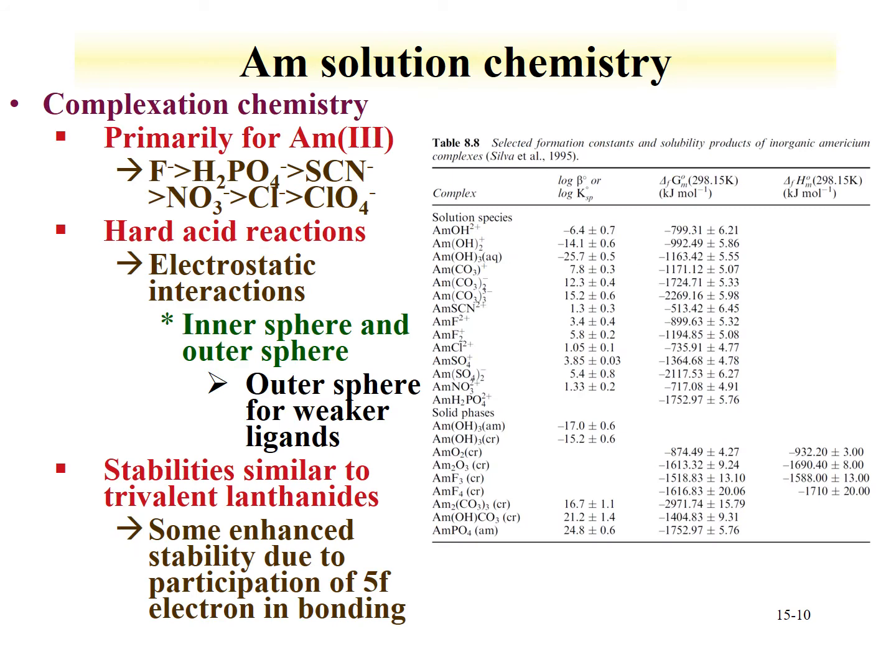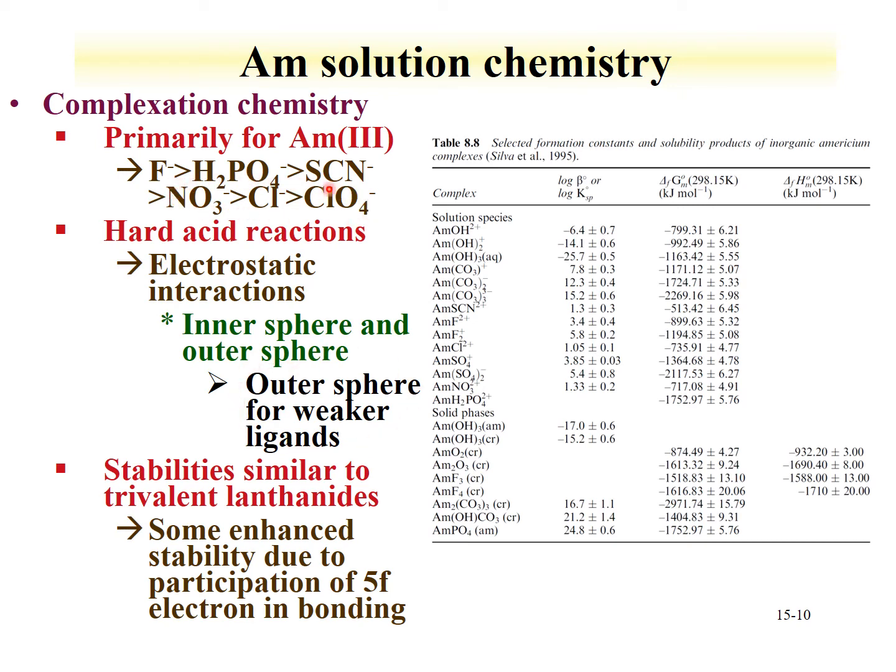Complexation chemistry of americium is primarily for the trivalent oxidation state. This is a hard metal acid, so the complexation of the fluorides, phosphates, thiocyanates, nitrates, chlorides, and perchlorates is in the order common for harder metal ions. This is primarily through electrostatic interactions in inner sphere and outer sphere complexation. Outer sphere complexation tends to occur for the weaker ligand systems.